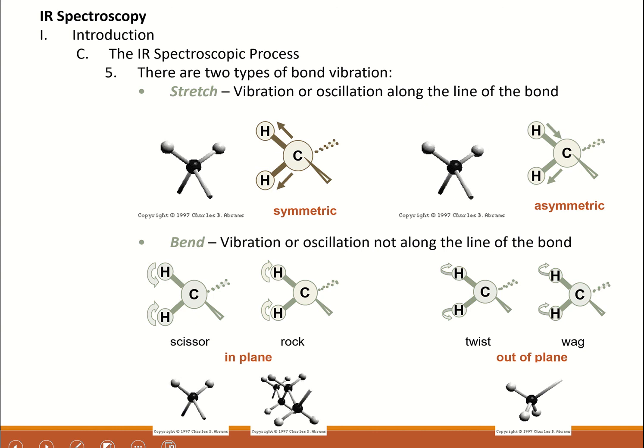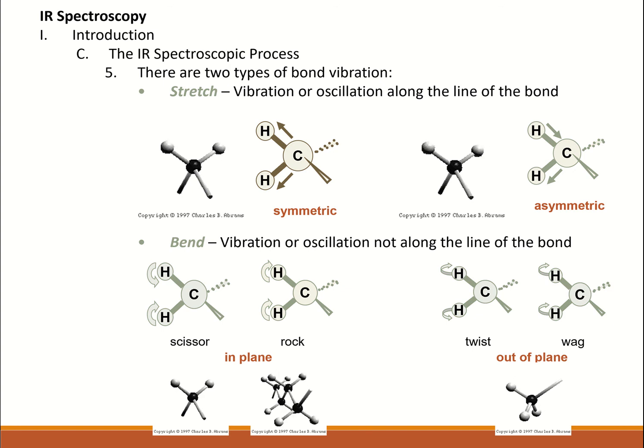Then in plane bending, we talked about these. If all the atoms are in the same plane, you can see the scissoring and rocking. They are in the same plane, while the last one is out of plane bending, where two atoms are on the same plane while one atom is on the opposite plane. Okay.